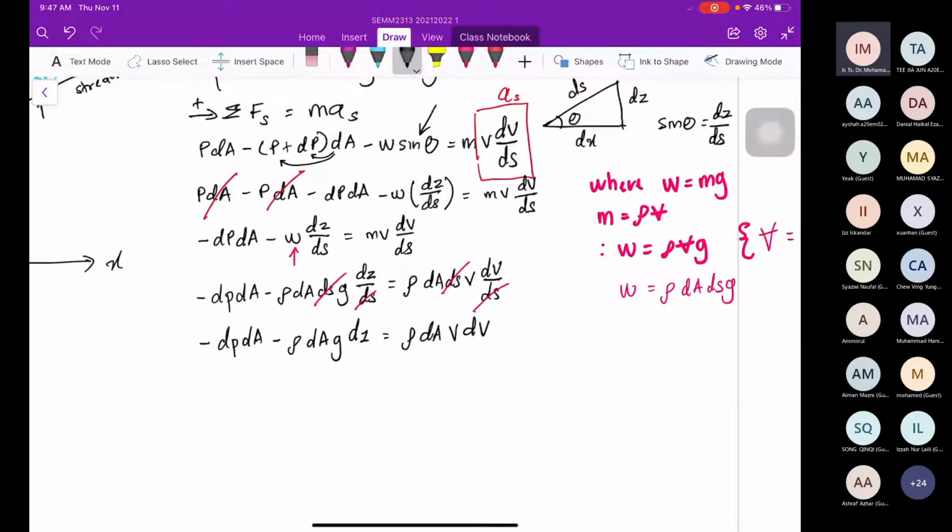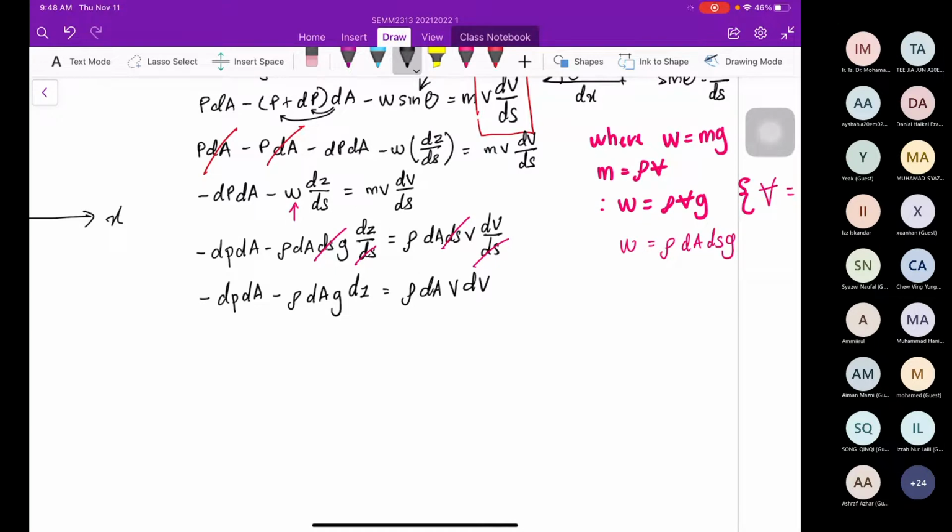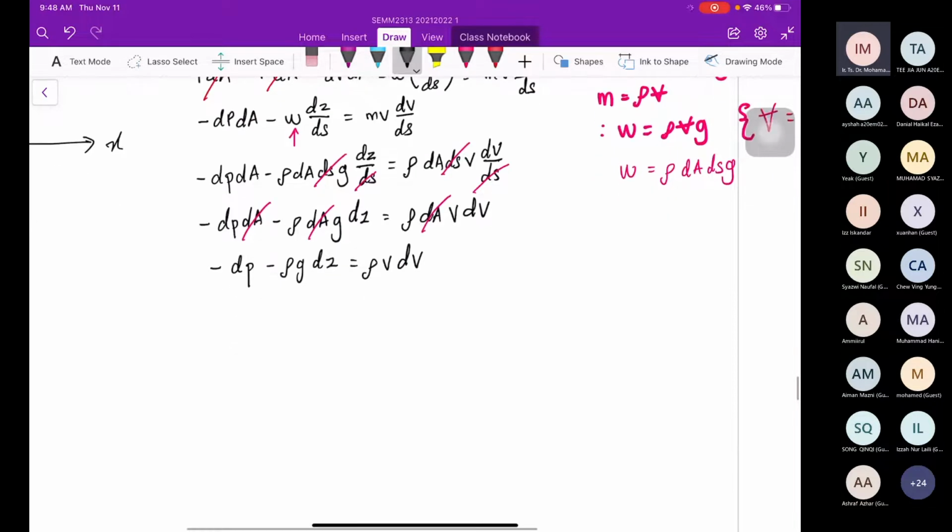Now we got this equation. So what to do next? We can rearrange the equation. Now we have dA, dA, and dA, so we cancel dA because dA is the same. I write it down: negative dP minus rho g dz equals rho V dV. I rearrange this one first: dP over rho, because I want to divide everything with density.